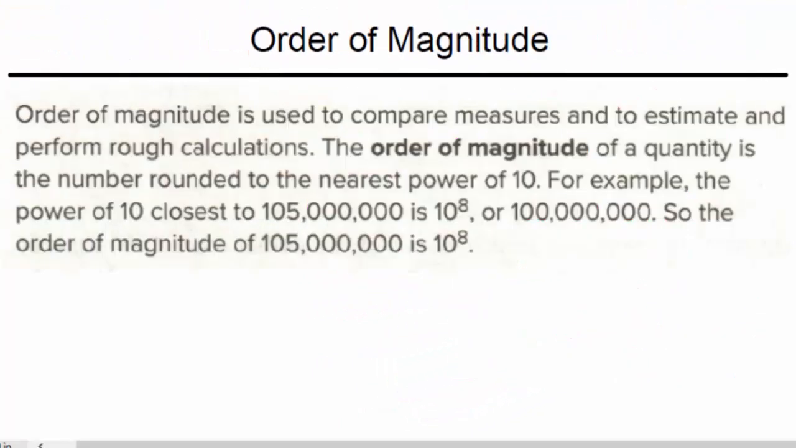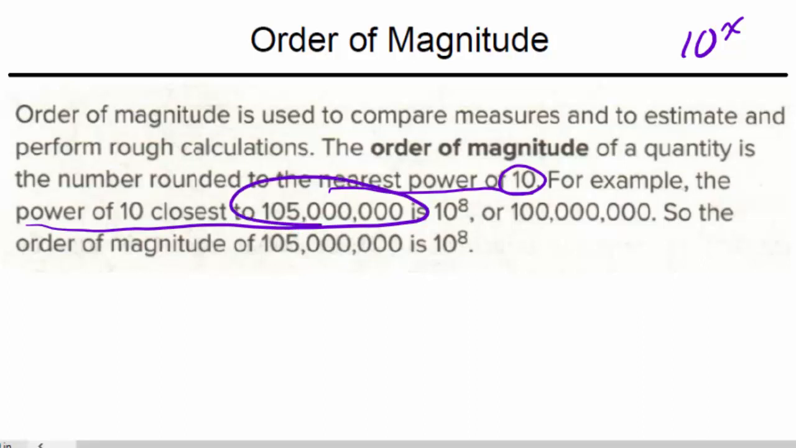Okay, for this one, we're just talking about order of magnitude, and that's used to compare measurements and to estimate and form rough calculations. So the order of magnitude of a quantity is a number rounded to the nearest power of 10. That means you're going to have 10 to some power. The power of 10 closest to 105 million is really 100 million, and 100 million is really just 10 to the 8th power.